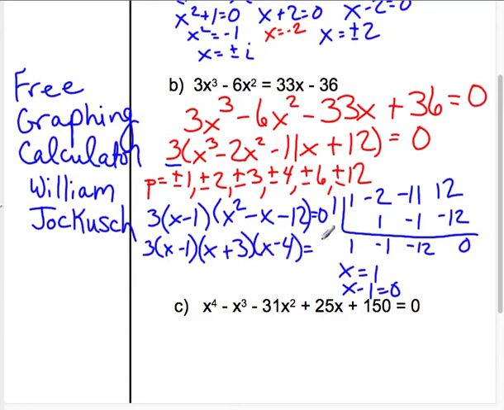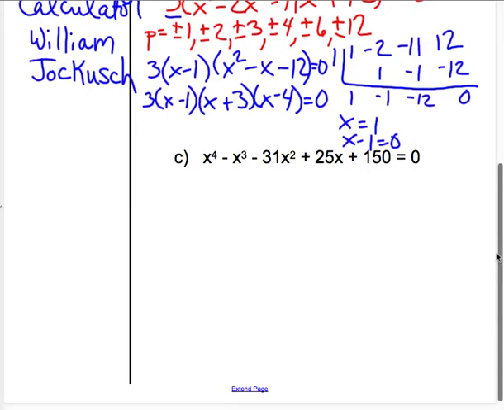Just a t-table factoring on that one. 3 plus negative 4 is negative 1. 3 times negative 4 is negative 12. And then we set each piece equal to 0 to completely solve. We already knew x equals 1 was one of our results. X equals negative 3 and positive 4 are the other two.